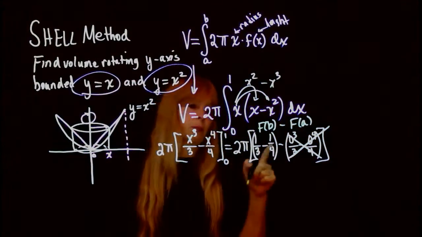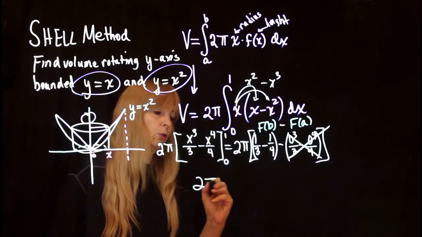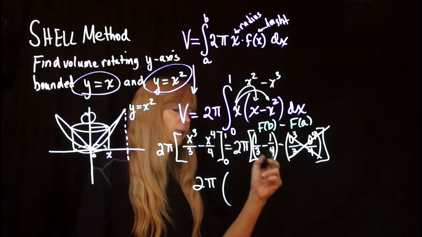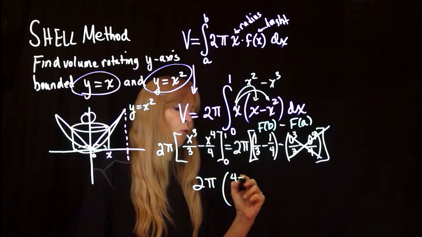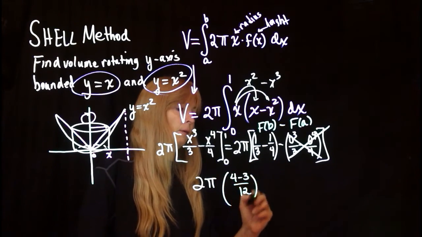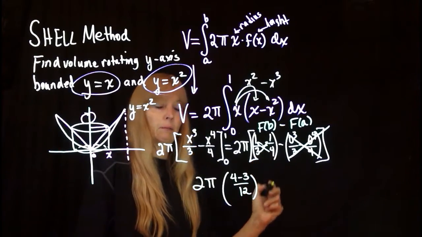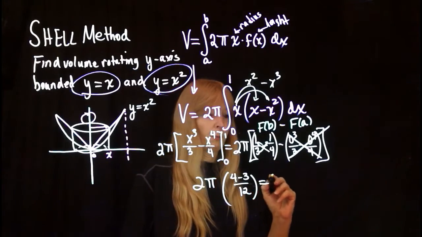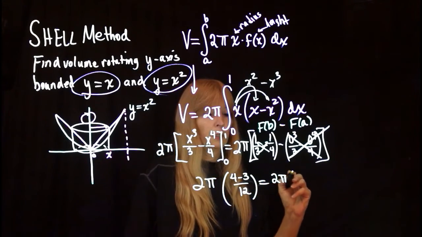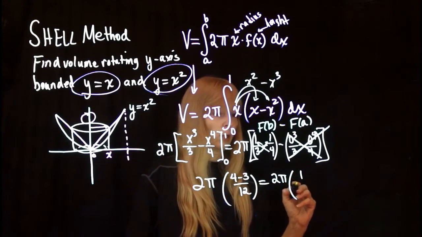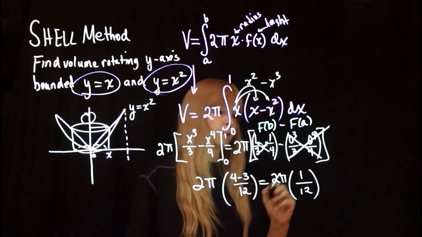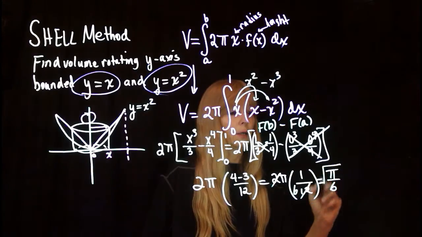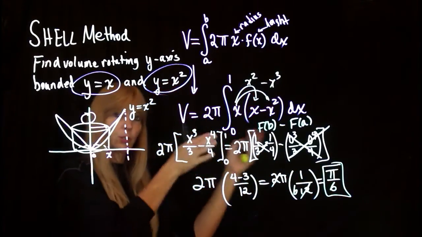And so then this piece right here becomes 2 pi. I'm having to get my common denominator, so I'm going to cross multiply. So 4 minus 3 over 12. You like how I did that? Good, right? So common denominator basically is what I'm doing. So this becomes 2 pi times 4 minus 3, 1 over 12. 2 goes into 12 6 times, and I get my final answer.